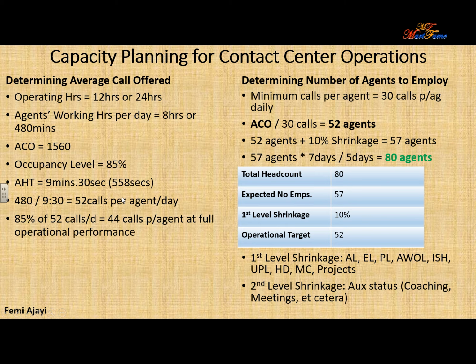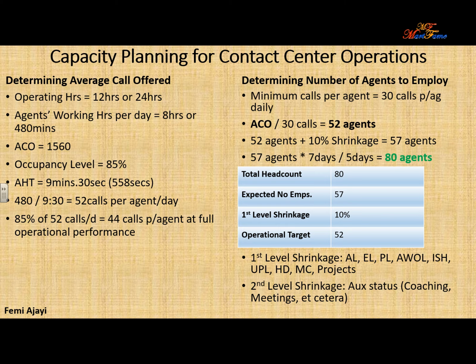but we all know that that is not possible. So let's bring our occupancy level into play. 85% of 52 calls gives you 44 calls per agent at full operational performance. Now you still don't expect each of your agents to be taking 44 calls, because there will be different activities during the day that will probably make it impossible for many agents to achieve the 44 calls, such as incidents, outages, projects, onboarding, coaching, training, different kinds of things that can happen.